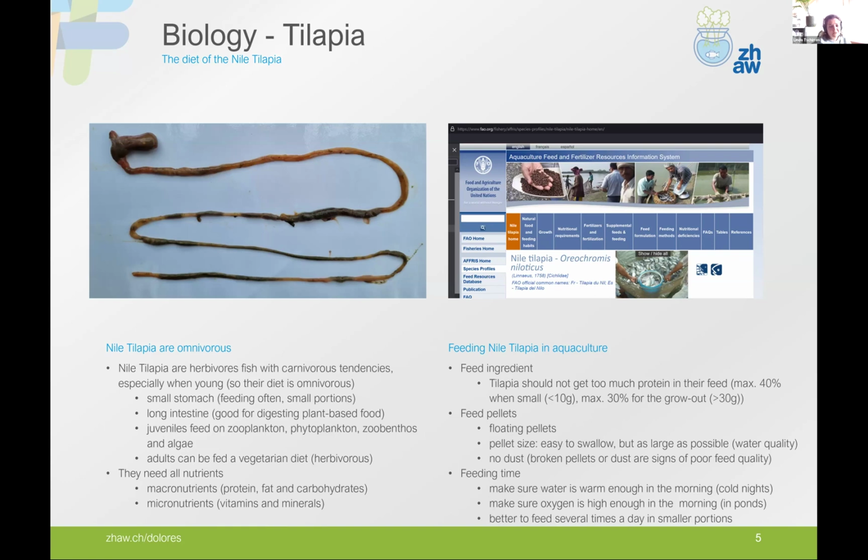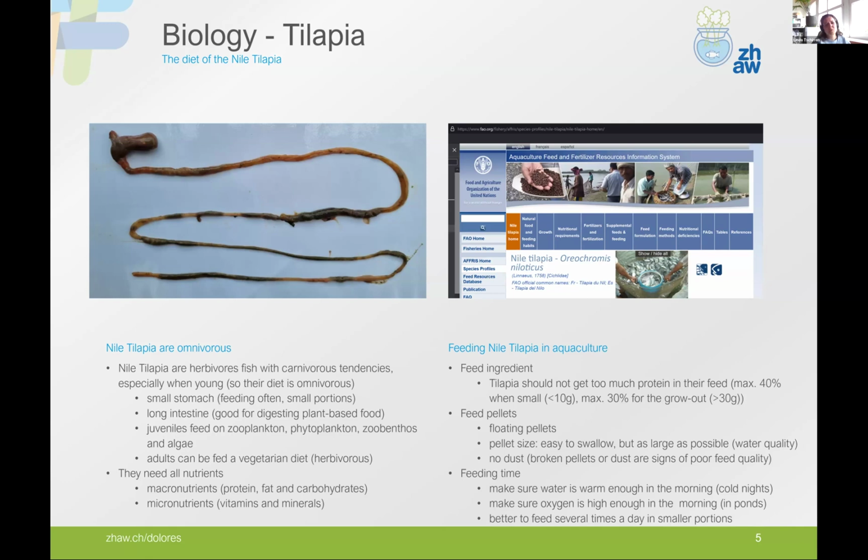I personally prefer for the tilapia the floating pellets. I see a bit better if they ate everything, and make sure that the pellet size for the small ones is appropriate so they can swallow it nicely. But do not feed them dust. We often have it with vegetarian food that sometimes has a different consistency. It's not extruded that well, so it breaks off. And broken pellets and dust in the food are basically a sign of poor feed quality. So we'll try to avoid that.